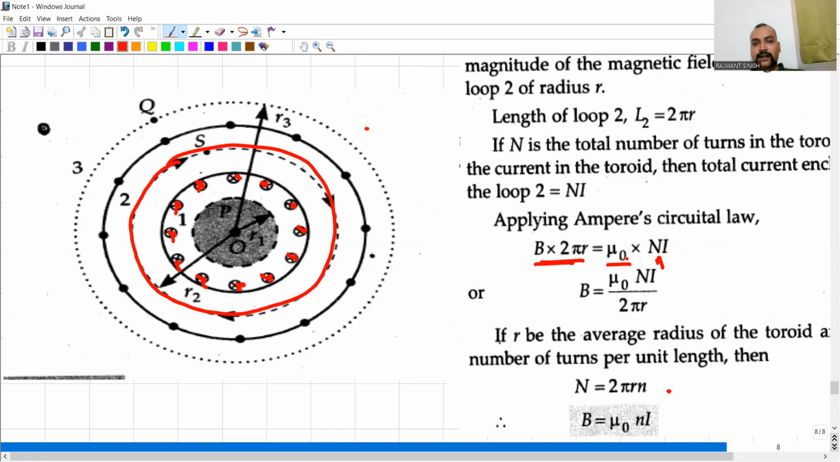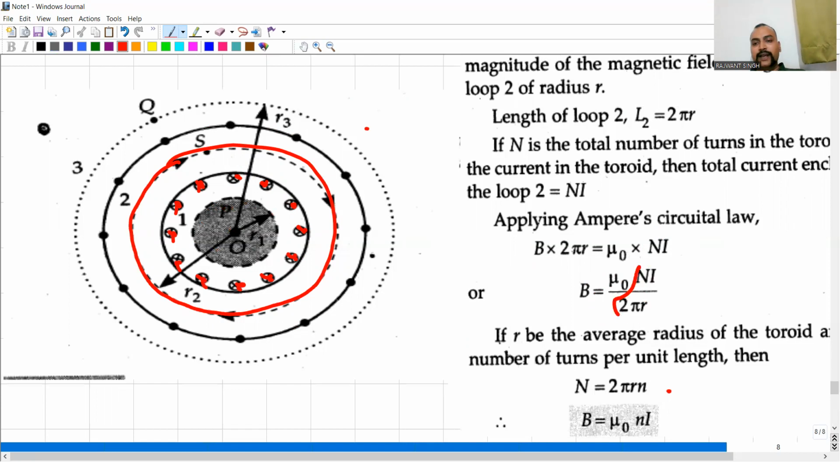You see, capital N, again, capital N was the total number of turns. Capital N is always the total number of turns, small n is the number of turns per unit length. So here we are going to take N times I, because there are many current elements, so you have to take all the currents. It will become capital Ni. So B will become mu naught Ni by 2 pi r.